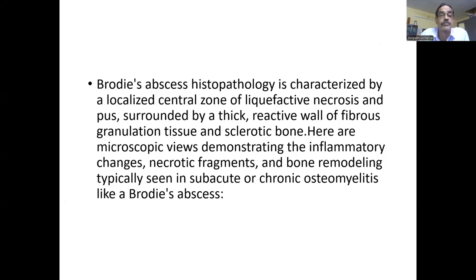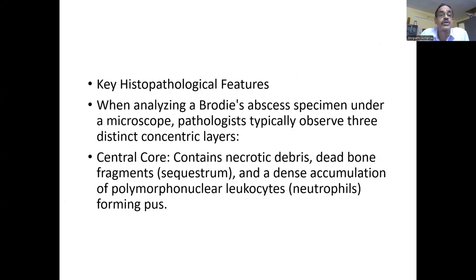Here are microscopic views demonstrating the inflammatory changes, necrotic fragments, and bone remodeling typically seen in subacute or chronic osteomyelitis like a Brodie's abscess. Key histopathological features. When analyzing a Brodie's abscess specimen under a microscope, pathologists typically observe three distinct concentric layers. Central core: contains necrotic debris, dead bone fragments, sequestra, and a dense accumulation of polymorphonuclear leukocytes, neutrophils, forming pus.